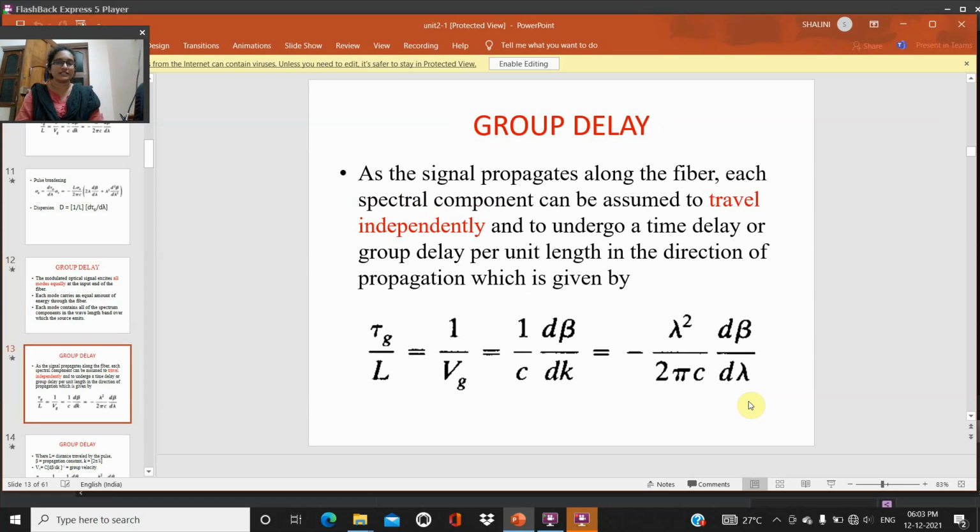As the signal propagates along the fiber, each spectral component can be assumed to travel independently and to undergo a time delay or group delay per unit length in the direction of propagation, which is given by tau z by L. So tau z denotes the group delay, 1 by Vg. These equations are defined as 1 by c into d beta by d k. We are differentiating the propagation constant with respect to the propagation constant in vacuum. The equations are mentioned below.